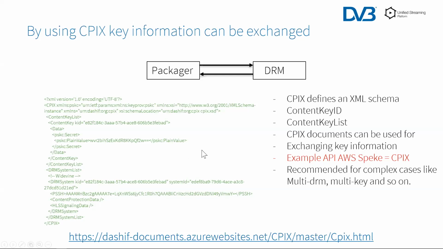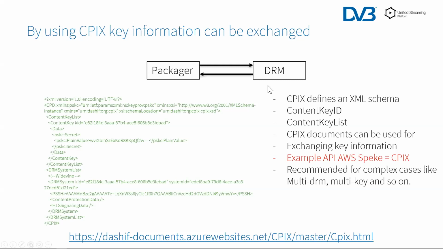A bit more advanced use case is to build an API around this. So basically, a packager or another server can exchange a CPIX document where there is maybe a key list, but the keys are not yet included. So this could be seen as a request for keys.